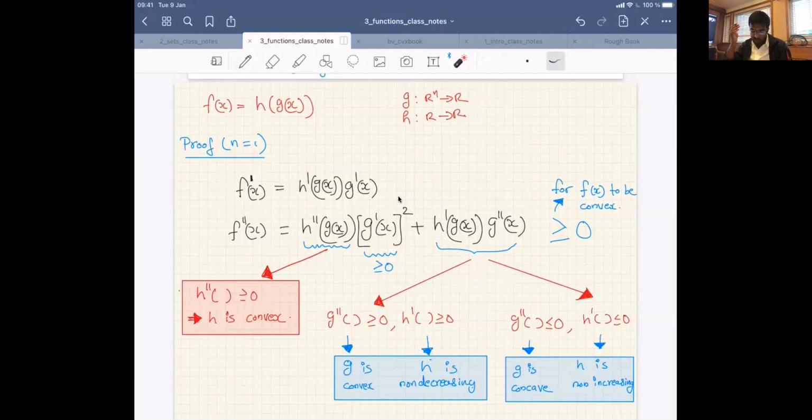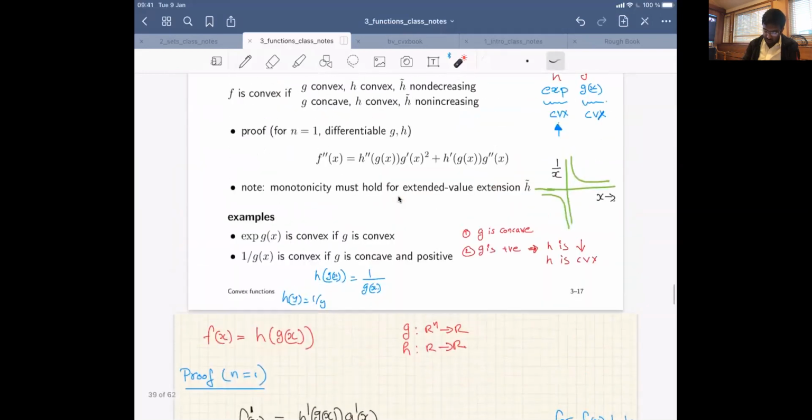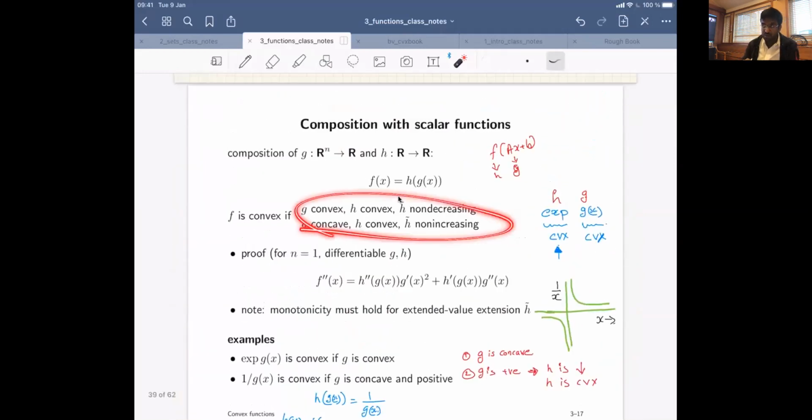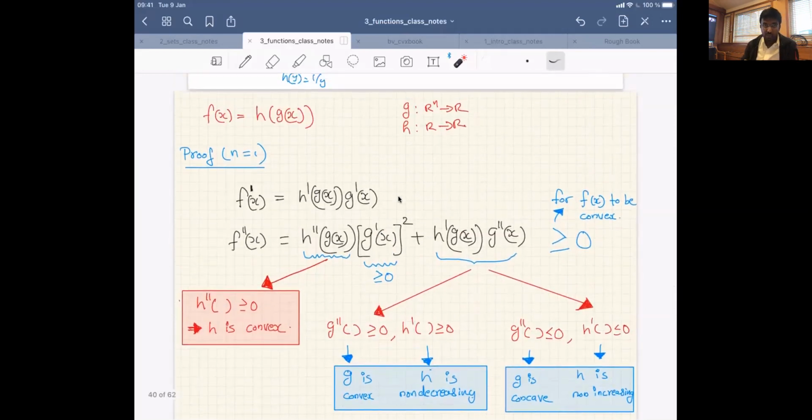Okay, but still this proof can be extended to any n. So this is not the complete proof, just for the special case n equal to 1. But this proof will be very useful in remembering these rules. Okay, that we'll see, don't worry.